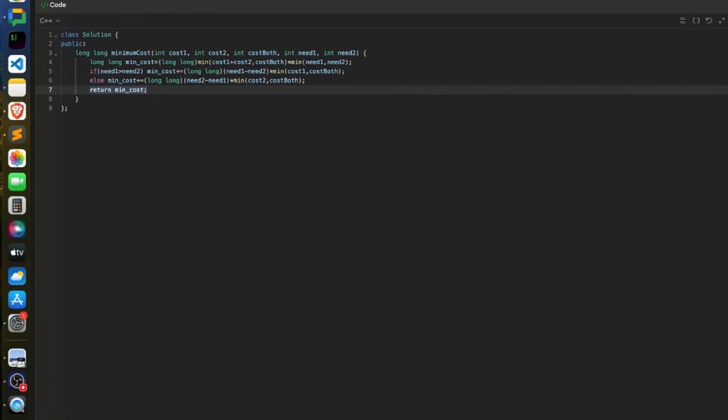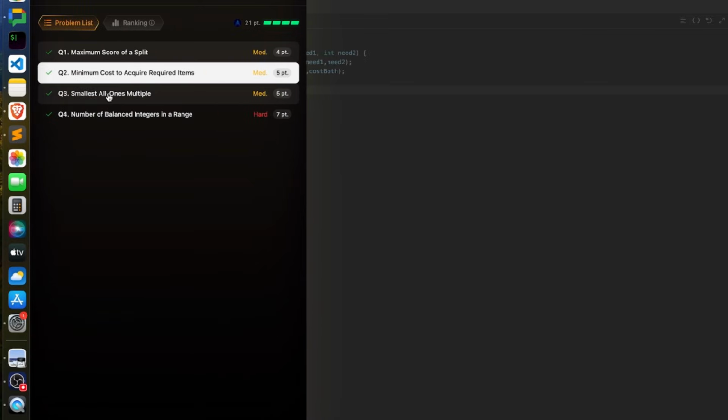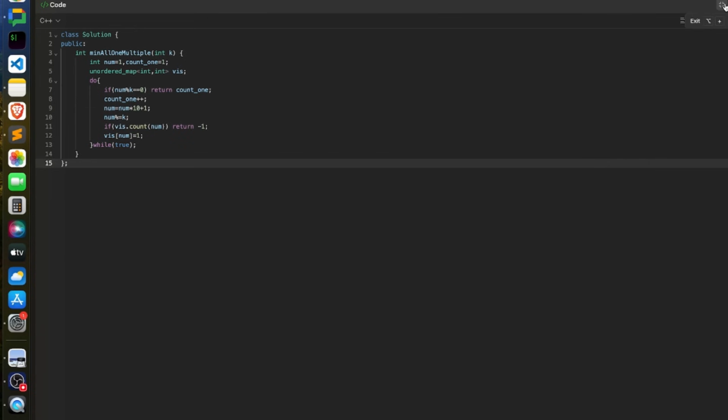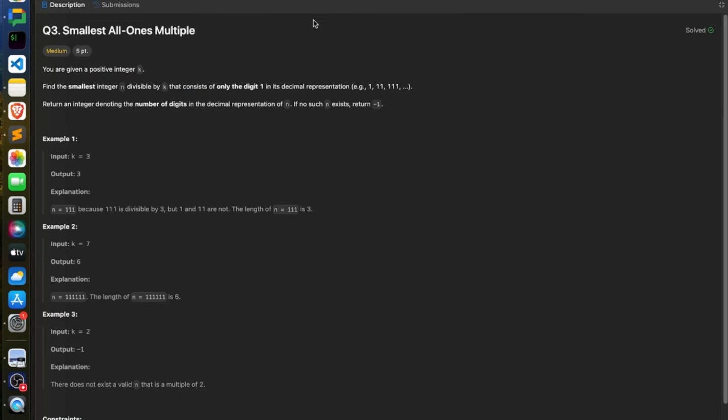Now let's look at the third problem. In the third problem, you are given a positive integer k. We have to find the smallest integer n that is divisible by k and consists of only the digit 1 in its decimal representation, for example 1 1 1 1 1 1 and so on, right? We have to find the minimum number of digits in the decimal representation of n. If no such n exists, just return -1.